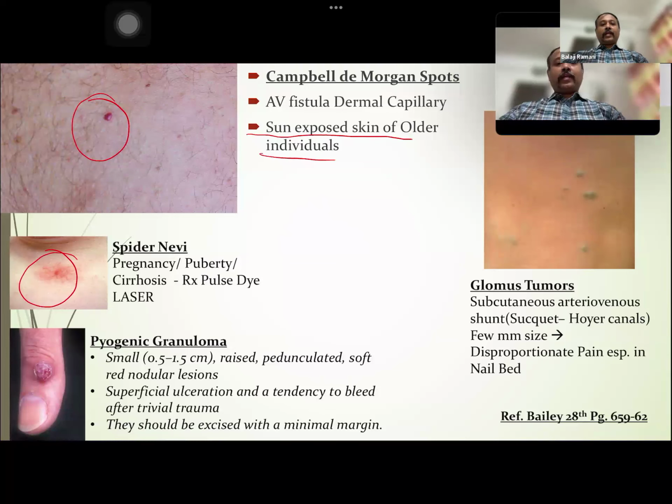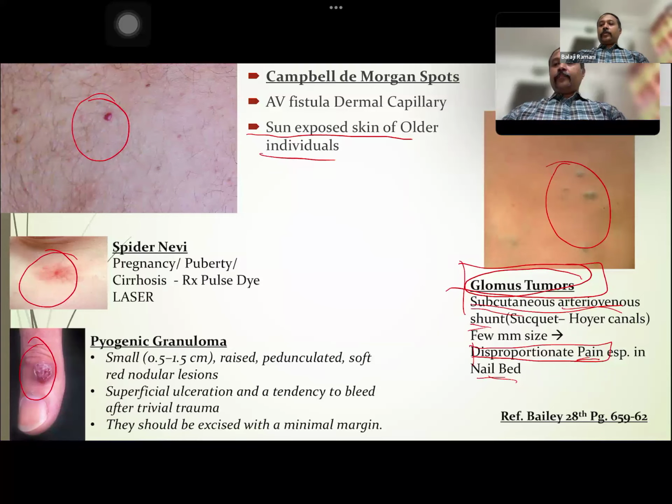And of course, just like your pyoderma gangrenosum, you have your pyogenic granuloma, which are small nodular lesions with superficial ulceration that will be commonly found. And then you have your glomus tumors. Now, glomus tumors are subcutaneous arteriovenous shunts that form from the Sucquet-Hoyer canals. Small size, and there is a disproportionate pain. So if they give you a lesion like this and they say there is typical disproportionate night pain, and these are common in the nail bed as well, when you have that kind of presentation, then you know the answer that you have to mark is a glomus tumor.